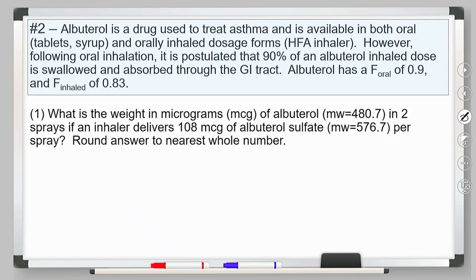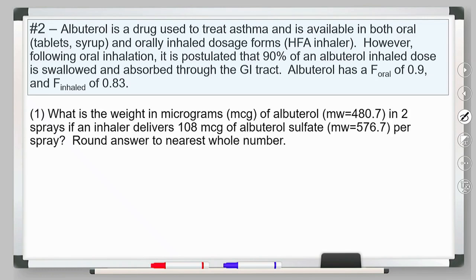But guess where a lot of it gets sprayed? Onto your cheeks and your mouth, and then your saliva gets in it and you swallow it. So it's postulated that 90% of that spray that you spray to try to suck into your lungs actually gets sprayed into your mouth. It doesn't go to waste because eventually you will absorb it through your GI tract, but only 10% actually gets into the lungs. So 10% gets into the lungs, 90% goes in through the GI tract.